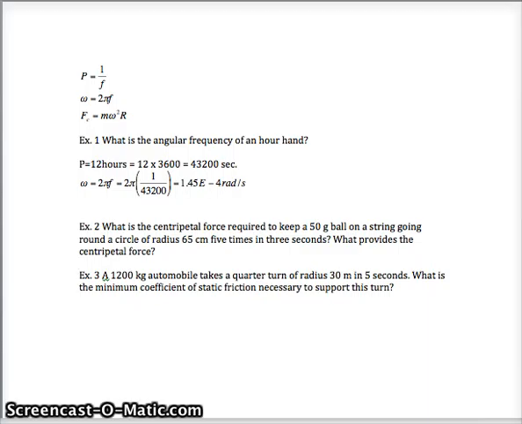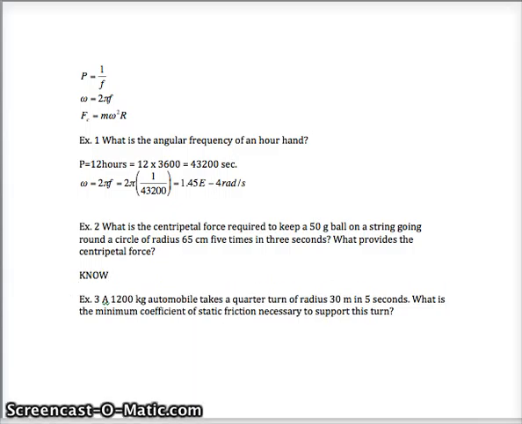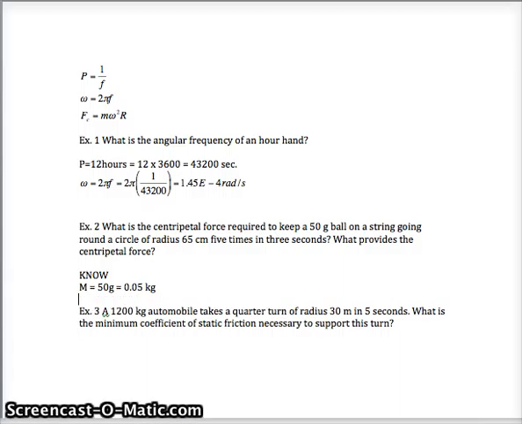The next one says, what's the centripetal force required to keep a 50-gram ball on a string going around a circle of radius 65 centimeters 5 times in 3 seconds? What provides the centripetal force? So here, keep track of what you know and what you want. What you know is that the mass of the moving ball is 50 grams, which is 0.05 kilograms. The radius of the circle is 65 centimeters, which is 0.65 meters.